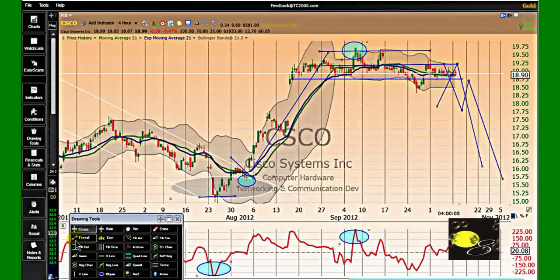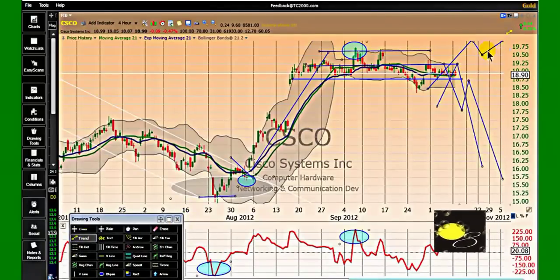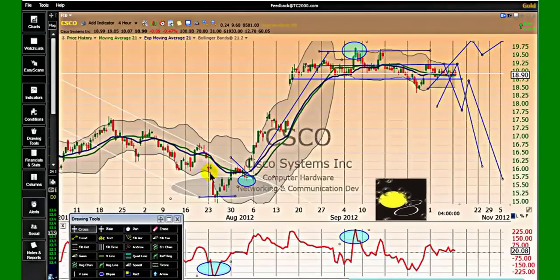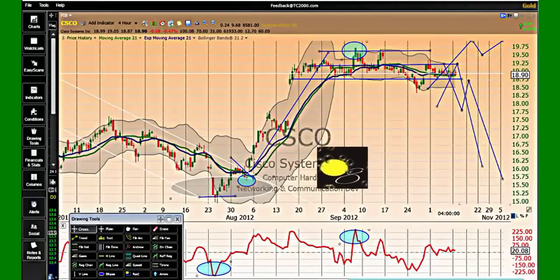But there are three scenarios. If it breaks above this level, and retests at this level and finds a support there, or if I receive a buy signal here, I will take it. All right, so this is just following the price, the number one indicator.